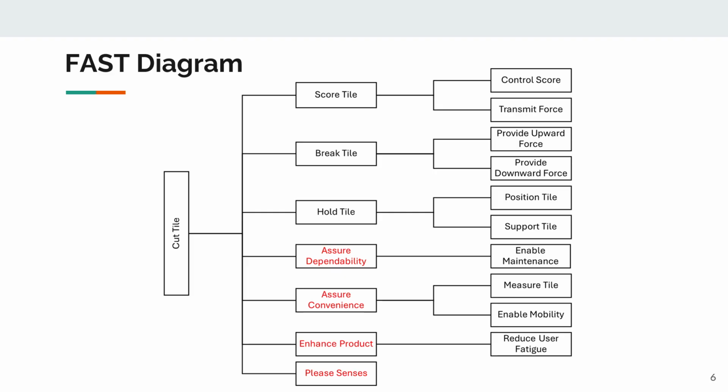The core function of the tile cutter is to cut tile. There are 3 key functional requirements. It must score the tile. While doing so, it must control the score and transmit force. It must break the tile, doing so providing upward and downward force. It must also hold the tile. To enable this requirement, the cutter must position and support the tile.